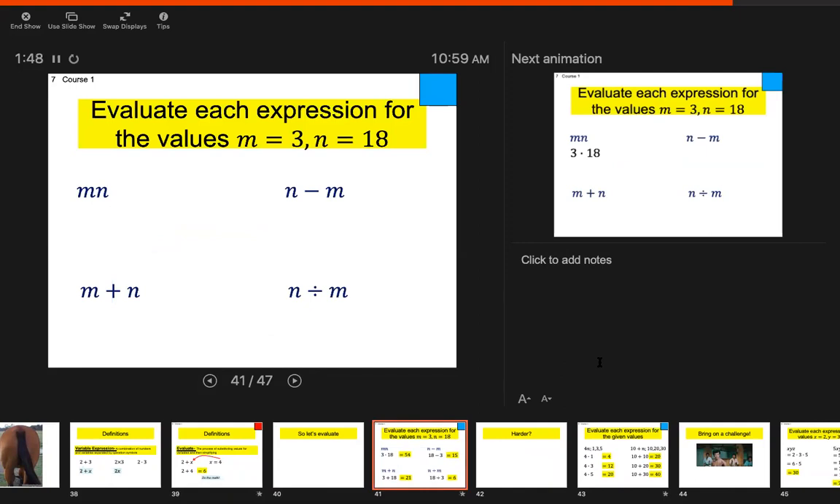No, what does this say right now? It doesn't say MN. What does it say? 318. It says M times N. If it said MN without the multiplication symbol, you'd write 3 and an 18, or 318, but that's not what it says. It says M times N.